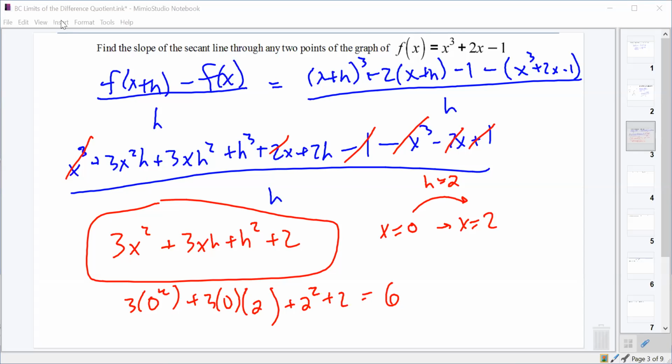Mr. Bachelor? Yeah. So when you're plugging in x, you only have to plug in one of the points? Yeah, you plug in the first one, and then the h value is the difference between the first and the second. Okay. Yep. So if I was looking for the slope between x equals 1 and x equals 7, I'd plug in 1 for x and then 6 for h, because the difference between 1 and 7 is 6. Good? Yes. All right, cool.